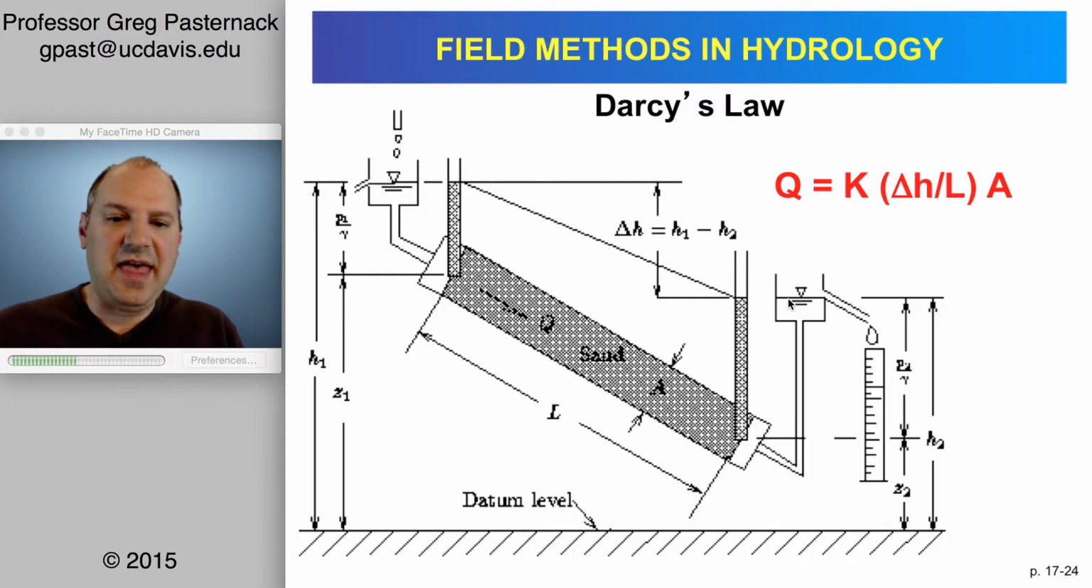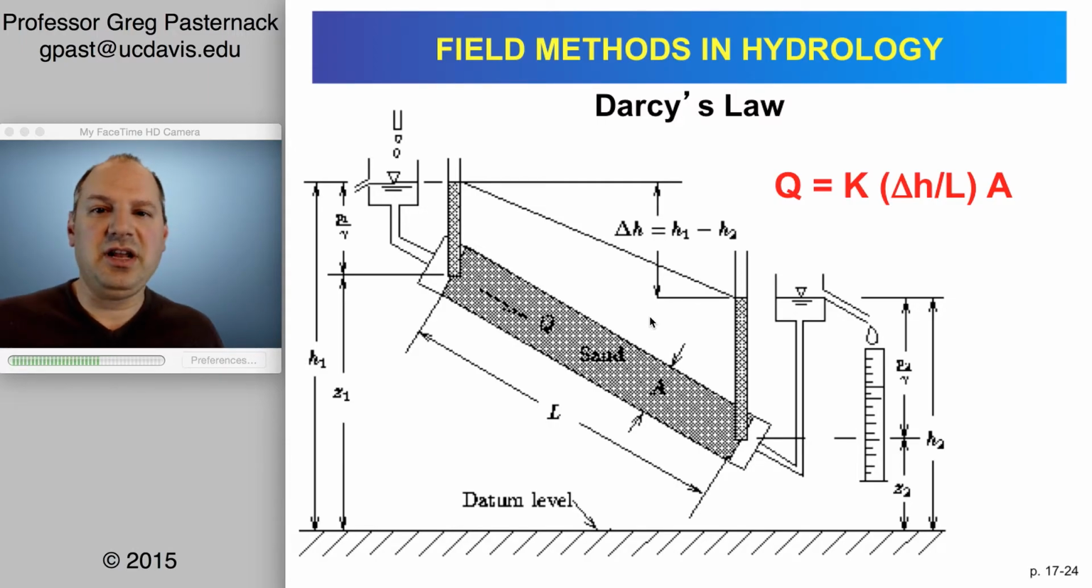So we can look at the head at location 1, which is equal to the elevation above the datum plus the pressure of the water relative to that datum. And in this case, we're going to be measuring it not at the reservoir, but right at the inlet of our sand porous media cylinder. So here's the water level in there. So H1 is Z1 plus P1 over gamma. And then at the downstream end, we will similarly have a little test well that will tell us the head at the downstream end, Z2 plus P2 over gamma. And the change in head is the difference between those two.